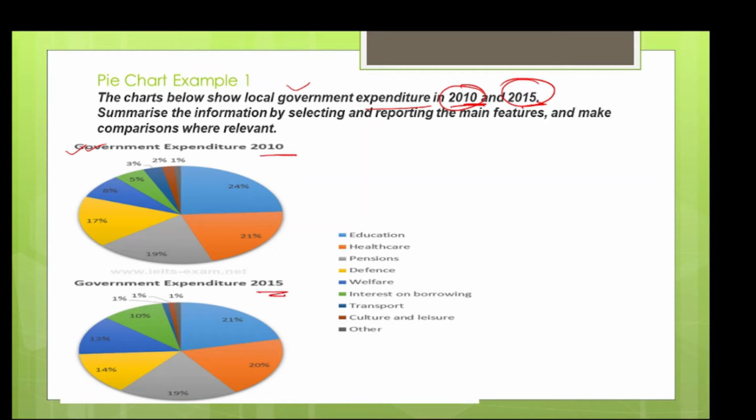They have covered these sectors. So how many sectors are there? 1, 2, 3, 4, 5, 6, 7, 8, 9. Total 9 sectors they have covered: education, health, pension, defense, welfare, interest on borrowing, transport, culture and leisure, and others, right?